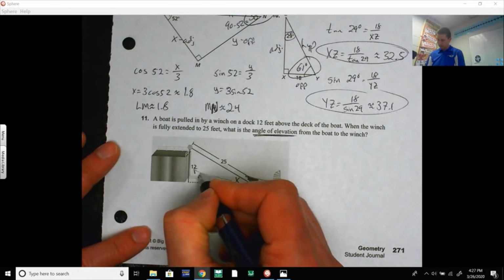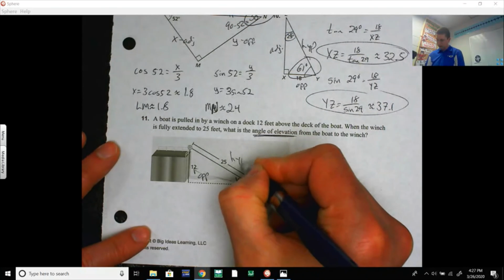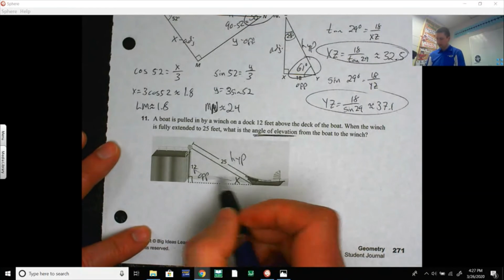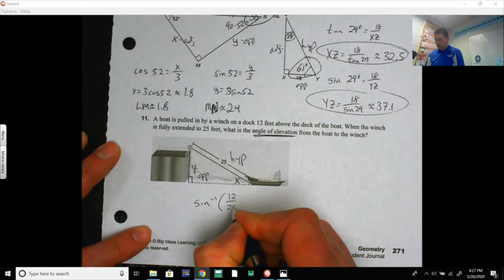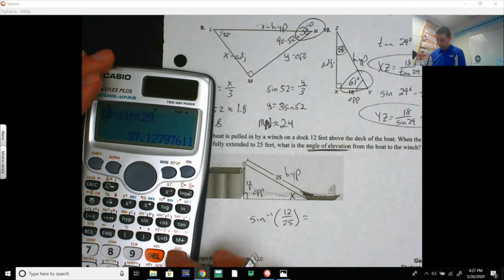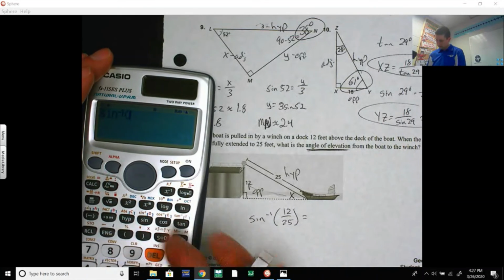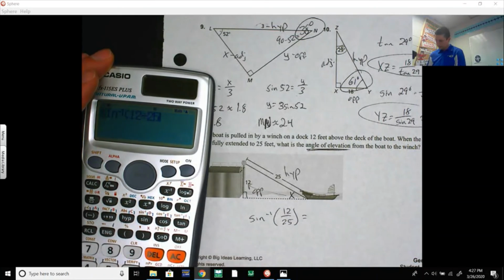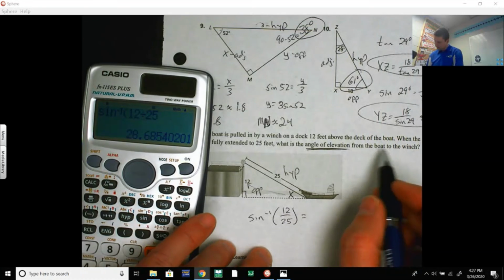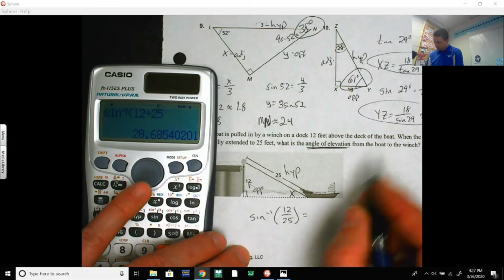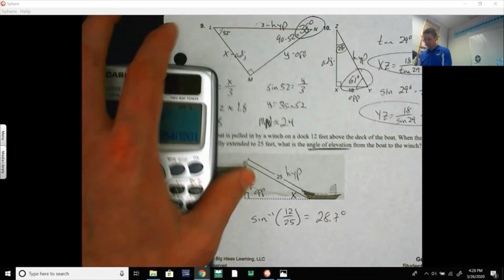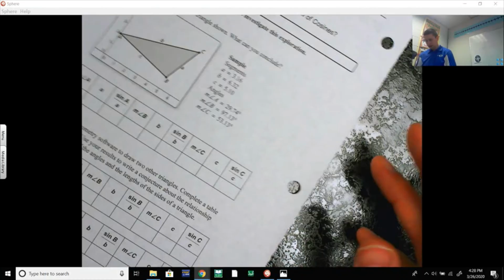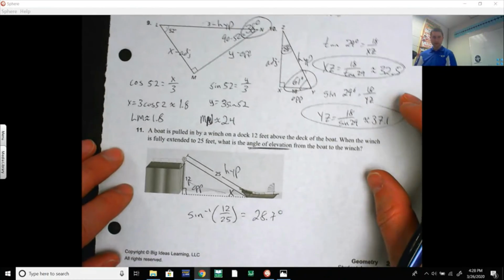So we have the opposite side and we have the hypotenuse, because there's your 90-degree angle. So opposite over hypotenuse would be inverse sine, inverse sine of 12 divided by 25, about 28.7 degrees. Okay. And then for 9.7, we have one more section in chapter 9.